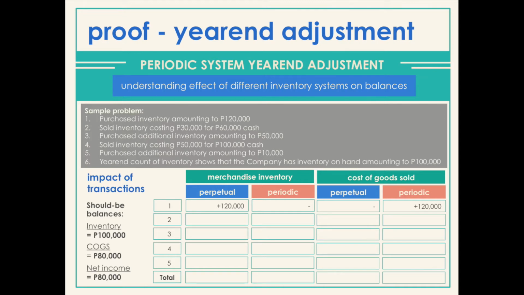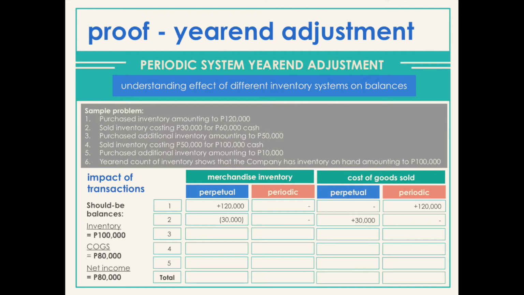2. Sold inventory costing 30,000 pesos for 60,000 pesos cash. Under the perpetual system, the inventory balance is updated for every transaction, and a sale is recorded as debit or an increase in cost of goods sold and a credit to or a decrease in merchandise inventory. Take note that merchandise inventory and cost of goods sold are always recorded at cost, in this case 30,000 pesos, and not the selling price. There will be no impact on both accounts under the periodic system since the inventory balance will only be updated at the end of the period once the physical count has been completed.